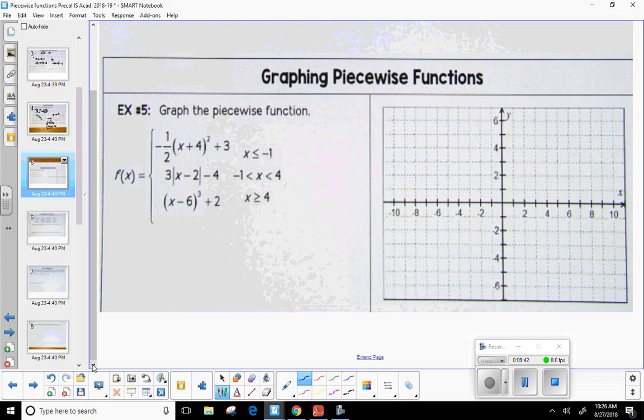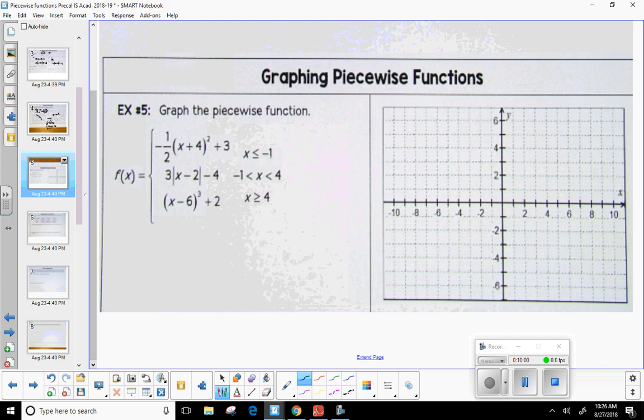What's this first one right here? Because of the square, he's a what? He's a parabola, so he's a quadratic. The second one is absolute value. And then the third one is, okay, he's a cubic.